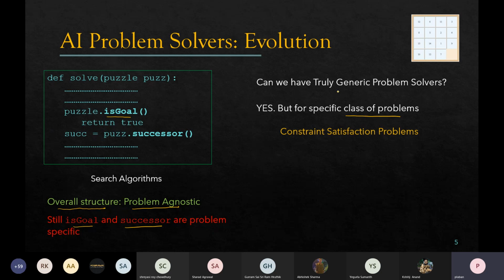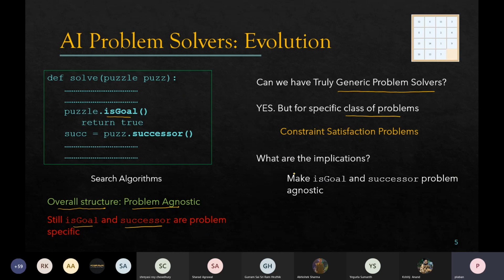Now let us look at the implications of this question. We want to have a truly generic problem solver. There are two implications. The first is we need to make the isGoal and successor functions problem agnostic. What do we mean by that? We need to write a goal test function which does not depend on the problem we are addressing, and the successor function should also be problem independent, right? And most importantly, we have to design methods and heuristics that are also problem agnostic.